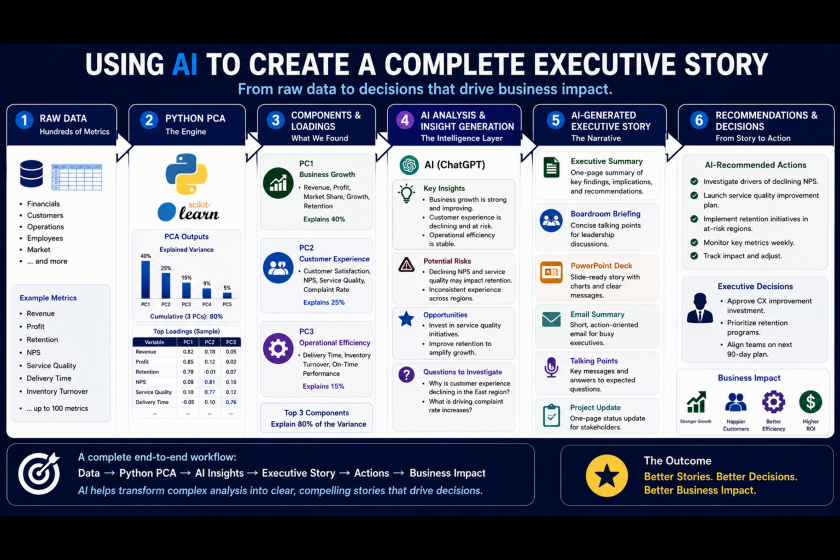Using AI to create a complete executive story. This is where everything comes together. Python performs the analysis. PCA identifies the key dimensions. AI helps explain the results, generate insights, draft summaries, and suggest recommendations. The final outcome isn't a chart. It's a story. A story that helps leaders understand what is happening, why it matters, and what actions to take next. That's how data becomes business impact.